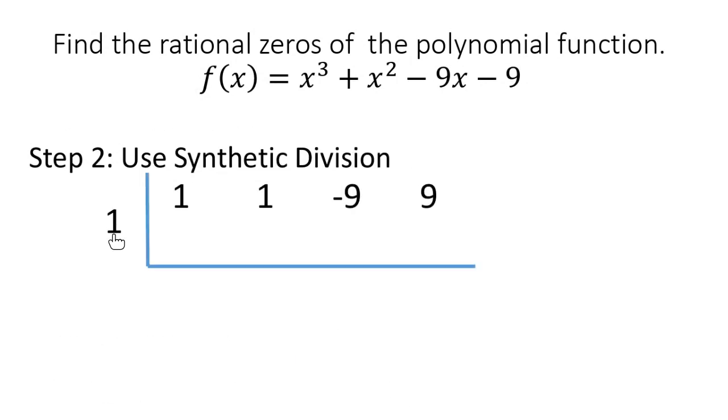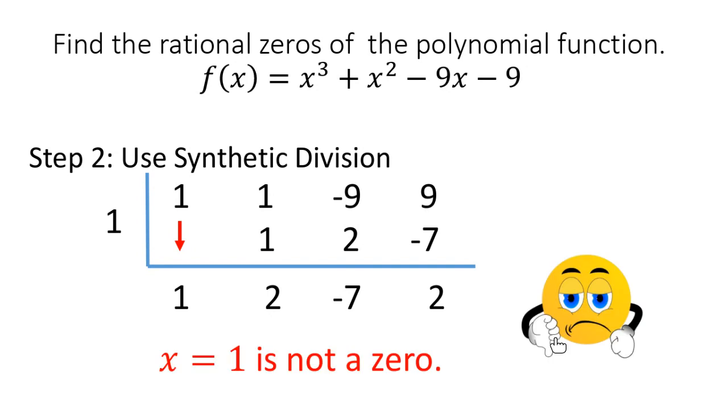So let's start with 1. If I bring down my synthetic division, 1 times 1 is 1. 1 plus 1 is 2. 1 times 2 is 2. Negative 9 plus 2 is negative 7, times 1 is negative 7. If we add 9, we get a 2. So we didn't get a 0. That means 1 is not a zero, and that does not help us. So I go to the next number.